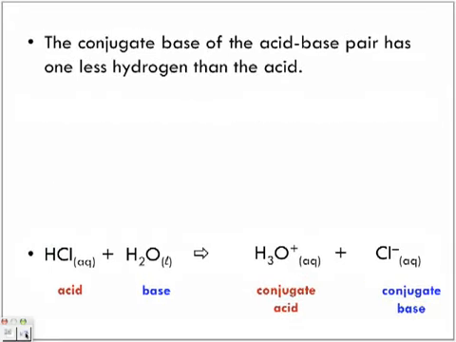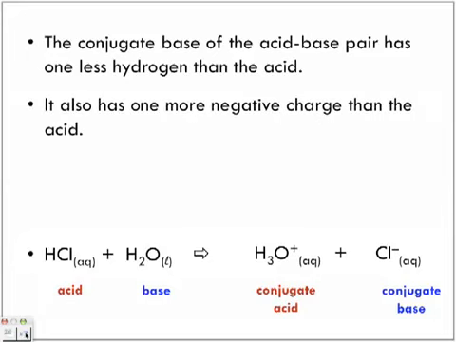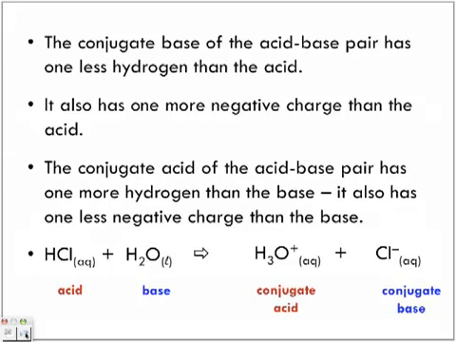Now, the conjugate base of the acid-base pair has one less hydrogen than the acid. It also has one more negative charge than the acid. The conjugate acid of an acid-base pair has one more hydrogen than the base. It also has one less negative charge than the base. So notice now, we've got the positive charge and negative charge: the positive charge associated with the conjugate acid, the negative charge with the conjugate base.